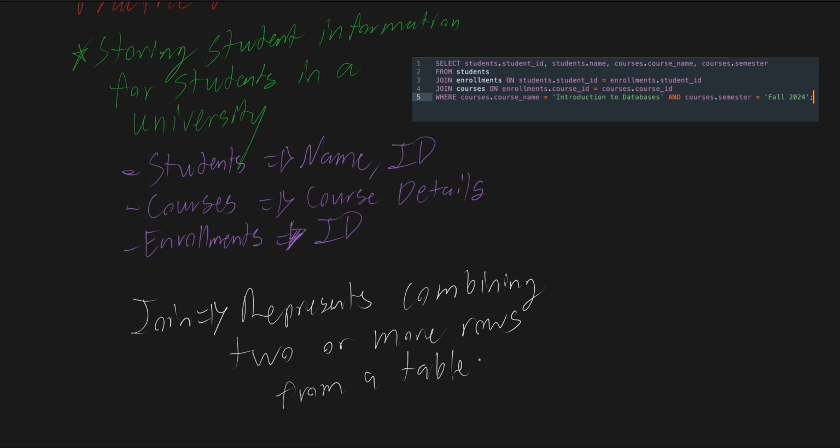And in our example we need to join three tables: students, enrollments, and courses. So these are three tables altogether in our database. And the enrollments table acts as a bridge between students and courses.